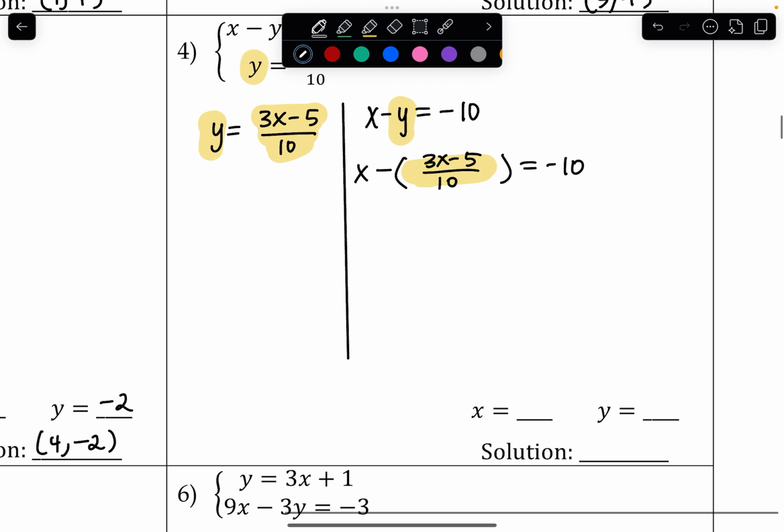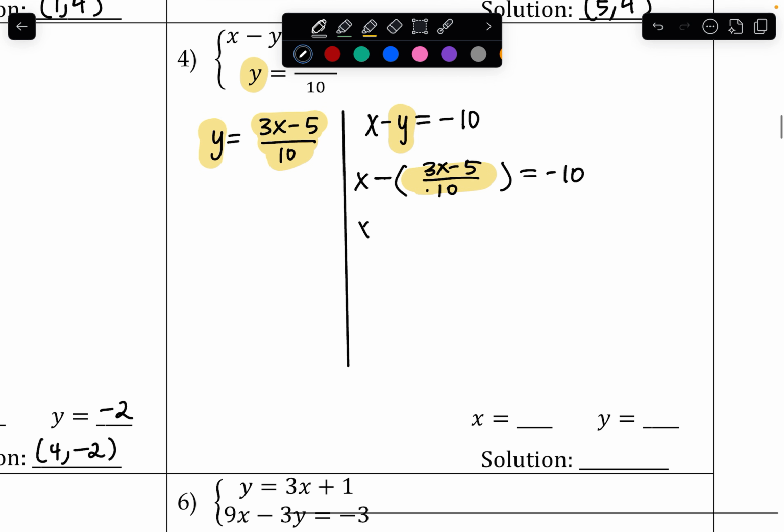Okay, and so we have to distribute this negative, but when we distribute it, we don't want to distribute it to the top and bottom. We only distribute it to the top. Okay, and so it's going to be minus 3x plus 5 over 10.